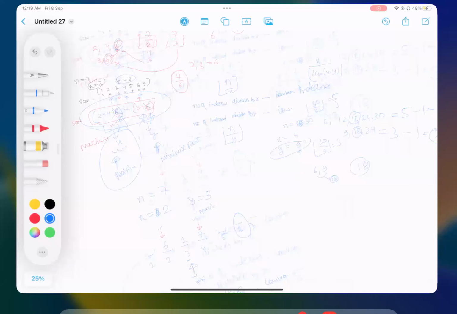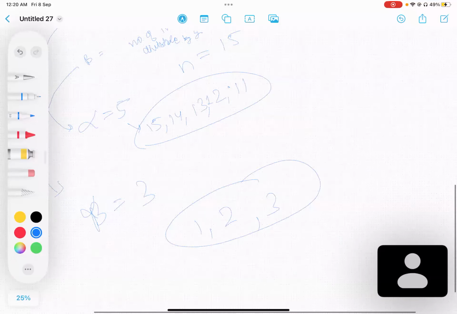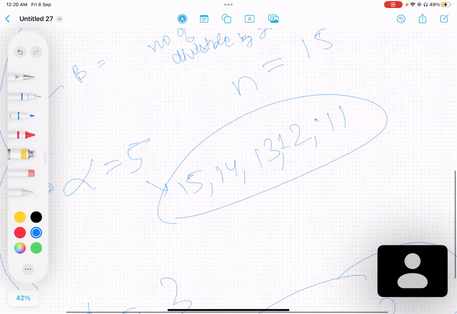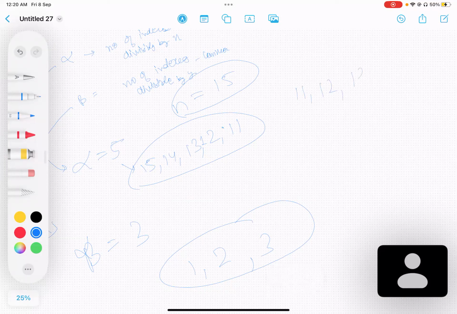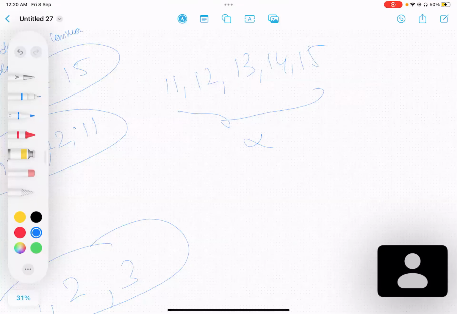So now how we will solve it, let's see this part. If we had value of alpha equal to 5 and n equal to 15, so we took 15, 14, 13, 12, 11, right? So if we want to find the sum of this, what we can do is, we know the summation formula for 11, 12, 13, 14, 15. The number of elements is actually equal to alpha. So what will be its sum?